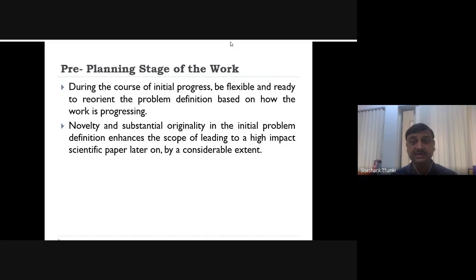And that is where we say that at the initial stage, when you are defining your problem, when you say that this will be the novelty of my work, this will be the originality in my work, that will always enhance the scope of your publication in a leading high impact scientific journal.